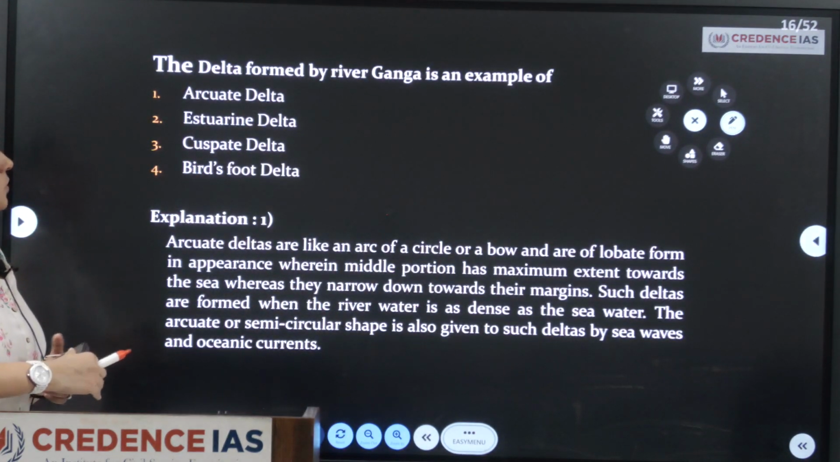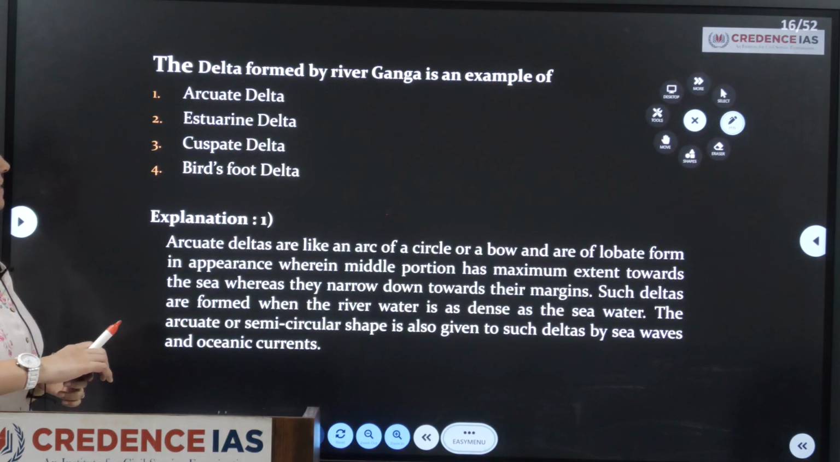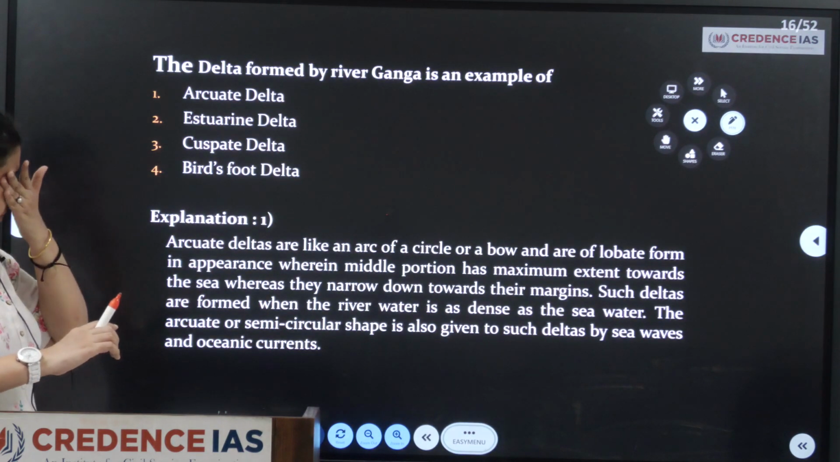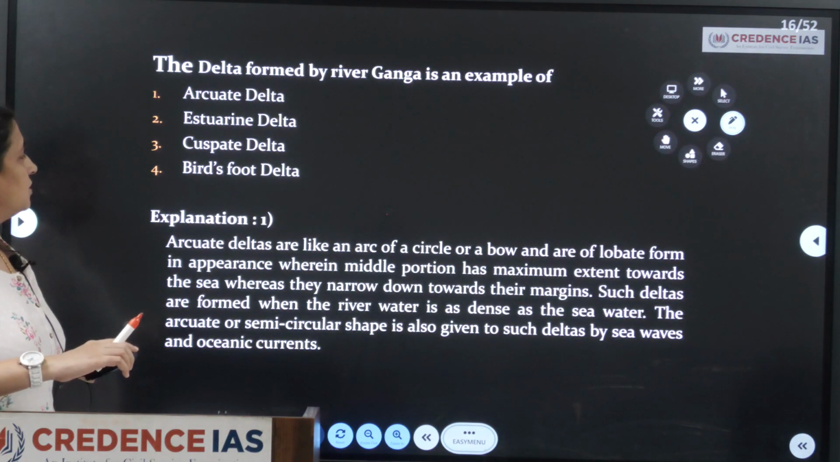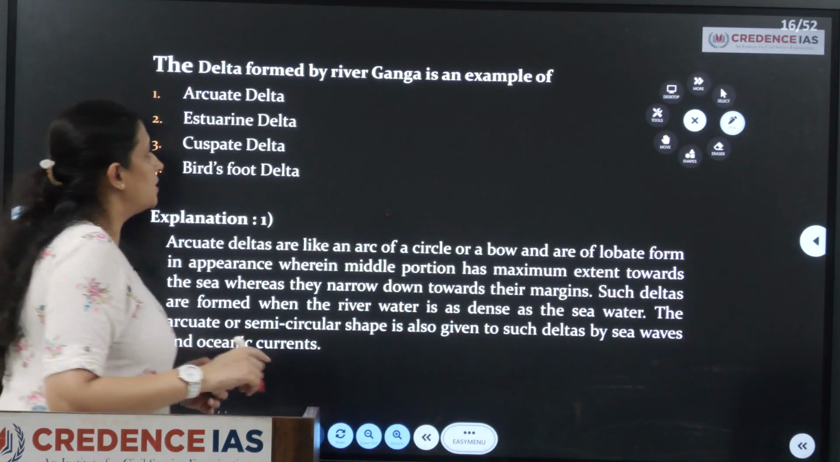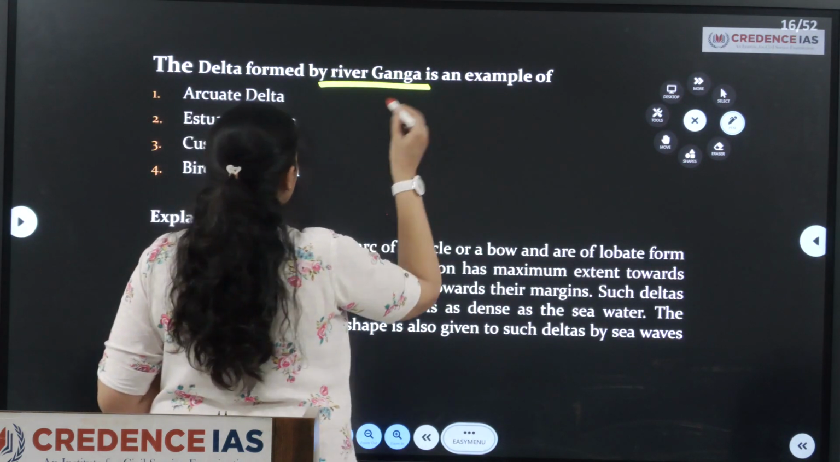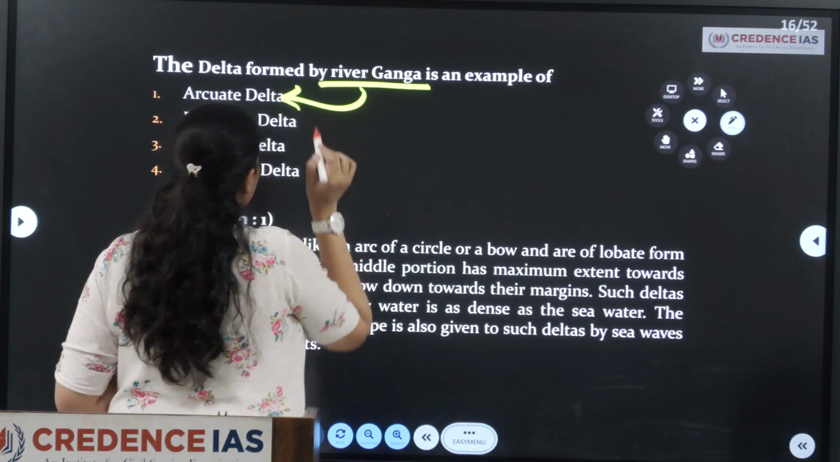The delta formed by river Ganga is an example of: arcuate delta, estuarine delta, cuspate delta, bird's foot delta. River Ganga is very famous for forming an arcuate delta.